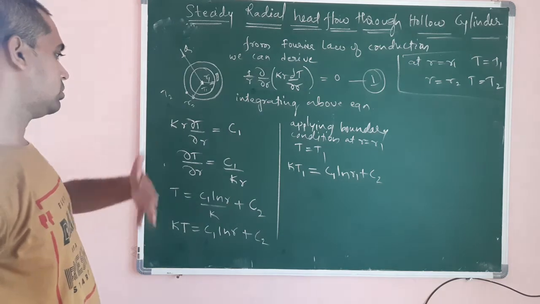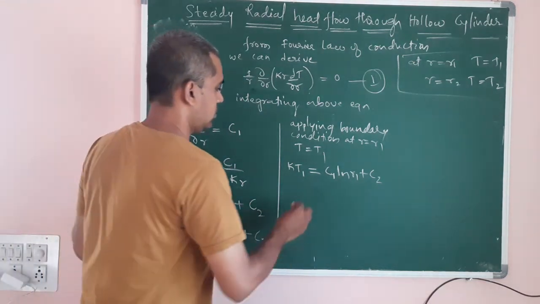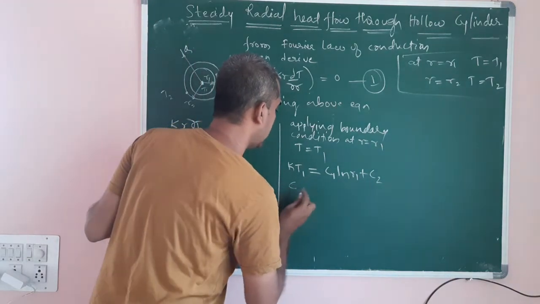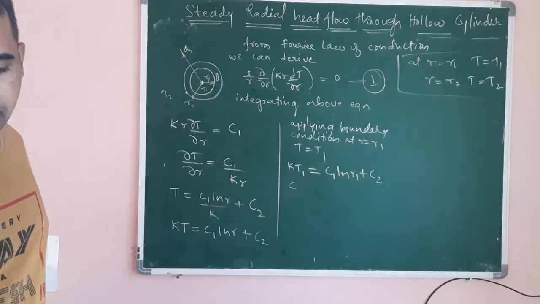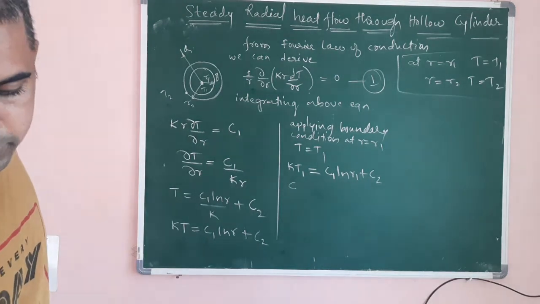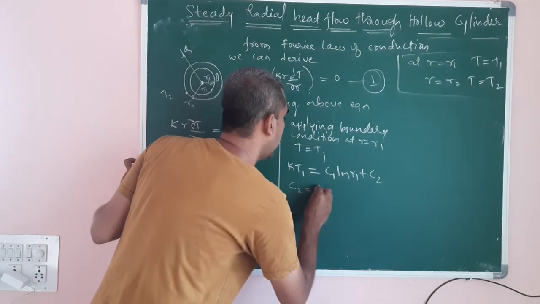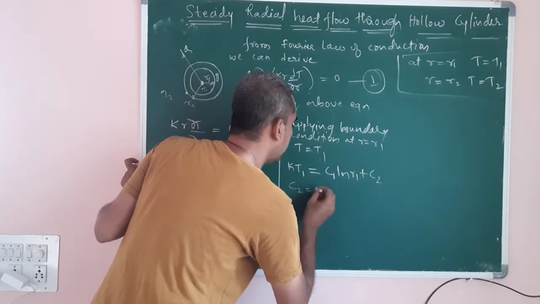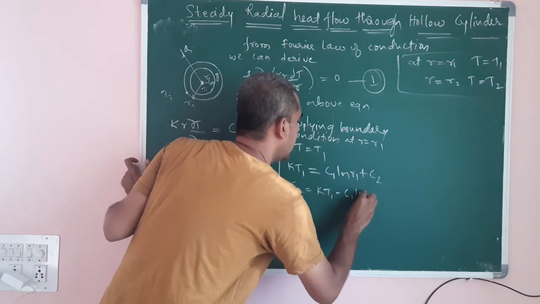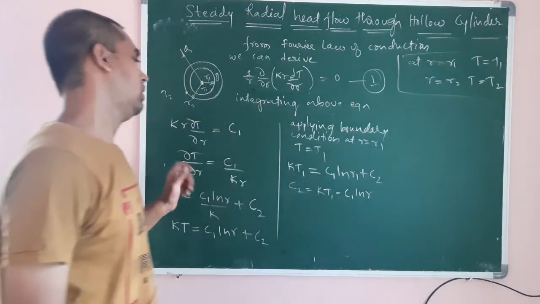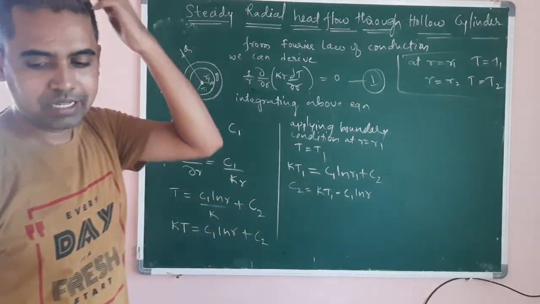If I substitute r equal to R2, T equal to T2, again C2 will be here. If I calculate C2 in terms of C1, C2 will be equal to k T1 minus C1 ln of R1. Now, using the second boundary condition, I will calculate C1.